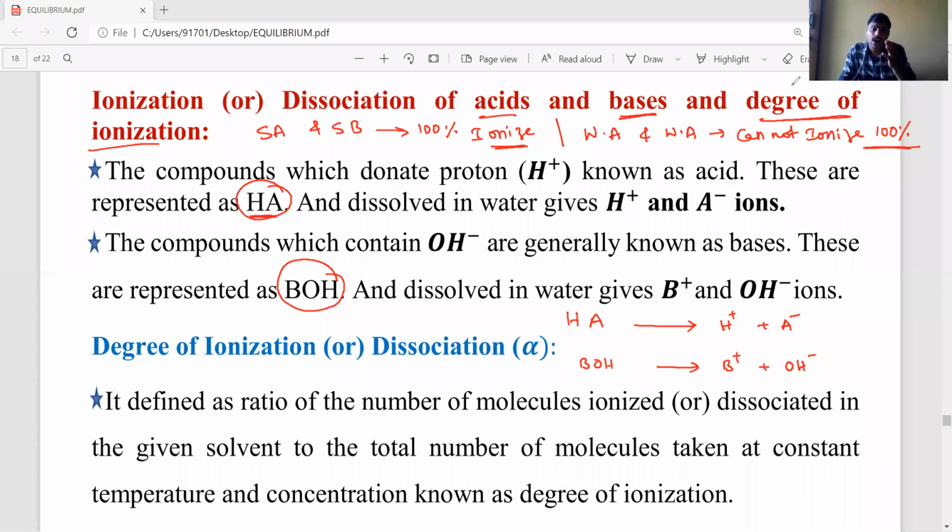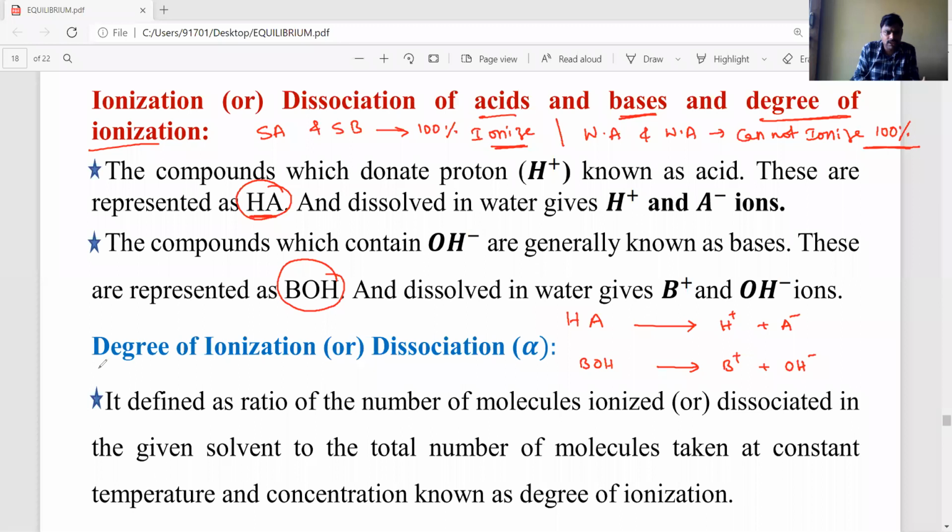Based on that, how can we derive the ionization constant or equilibrium constant of weak acids and weak bases? We have to derive it. Based on that, we can express their acidic strengths, as well as the concentration of H plus ions or OH minus ions, and we can calculate pH values very easily. Okay, listen carefully. Now, what is degree of ionization?